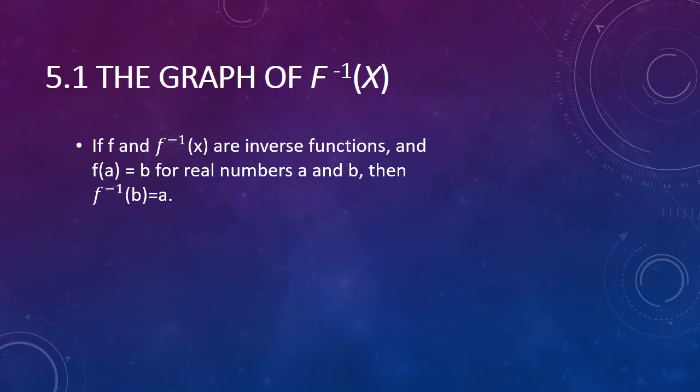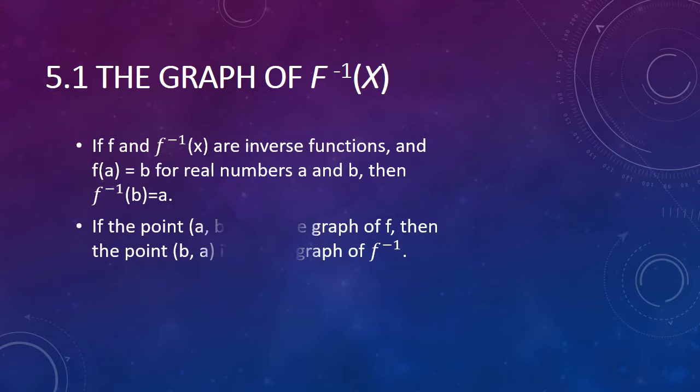All right, so what does it look like graphically when we have an inverse? Well, if f and the inverse of f are inverse functions and f of a equals b for real numbers a and b, then the inverse of b equals a. In other words, again, the x and the y values are going to swap. That's what this is saying, just like we've seen before.